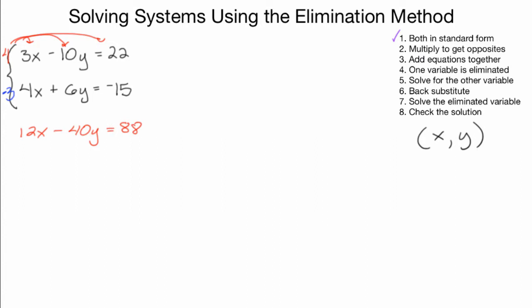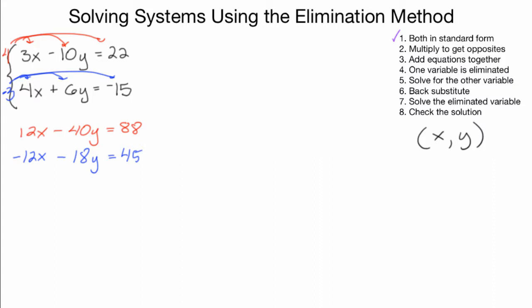Okay, now let's do the negative 3. Negative 3 times 4 gives me negative 12x. I like that. I got opposite terms that are going to turn into 0. But now negative 3 times 6 is going to give me negative 18y. And negative 3 times negative 15 is going to give me positive 45.